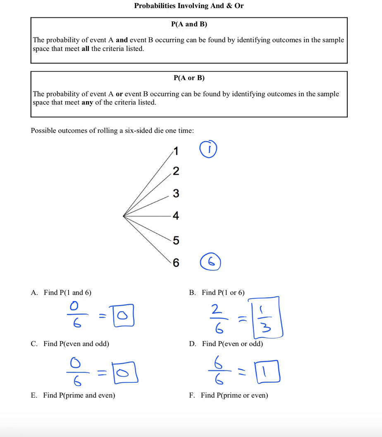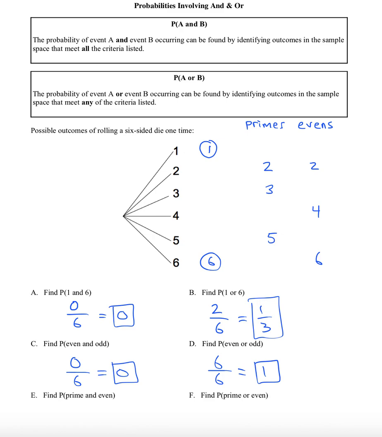What about prime and even? All right, for that one, I'm going to list the primes and the evens. And let's see if we have any overlap. So technically 1 is neither prime nor composite, but 2 is prime, so is 3, and so is 5. And the even numbers are 2, 4, and 6.